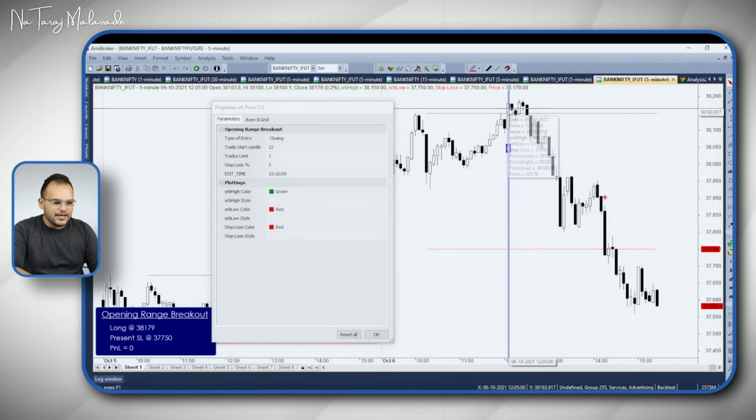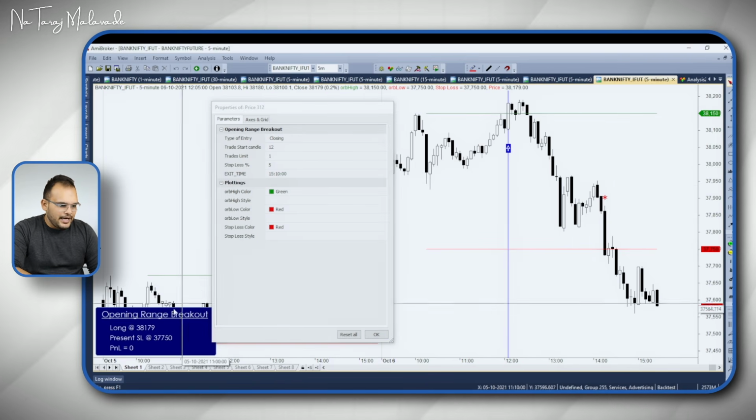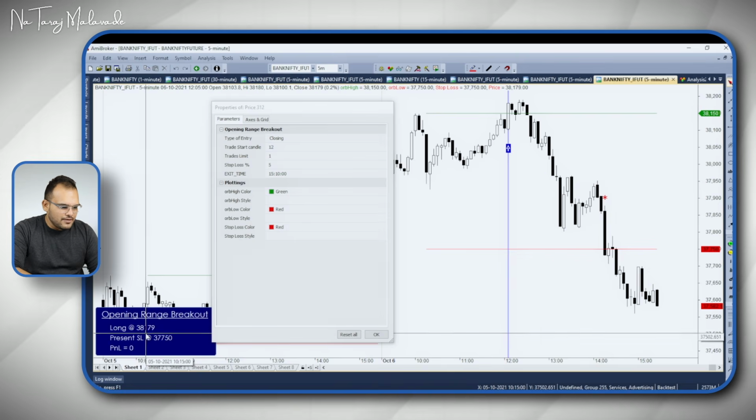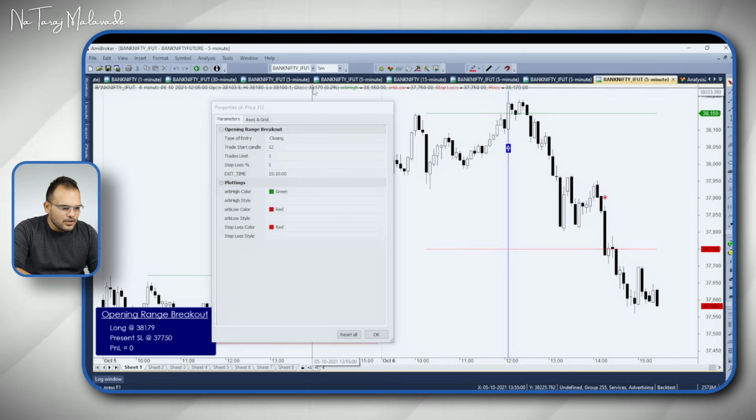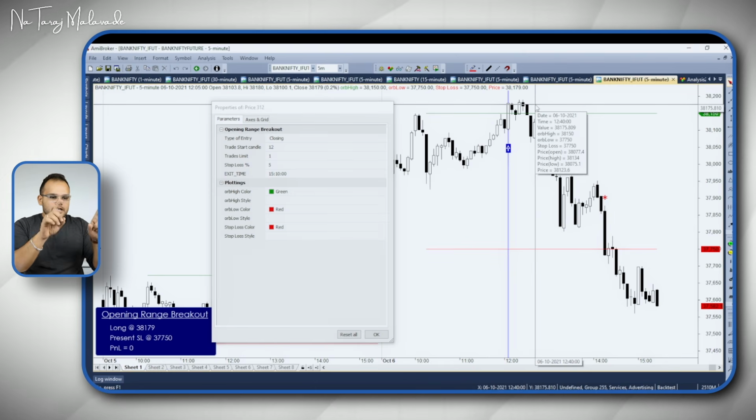For example, in this case, you can see I will keep the cursor here. In this case, the long entry was at 38,179, which is the closing of that particular candle. Since we are considering closing as our entry, the close will be considered as the entry point.